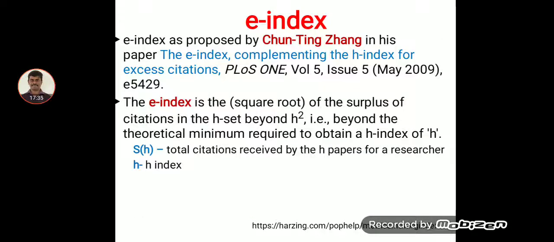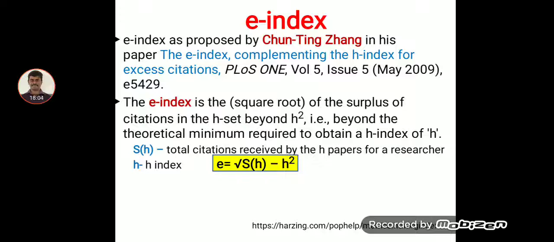Coming on to the E index. The E index was proposed by Chun-Ting Zhang in his paper The E index, complementing the H index for excess citations, in the year 2009. The E index is nothing but the square root of the surplus citations in the H set beyond H square, that is beyond the theoretical minimum required to obtain an H index. So it is calculated using the formula given by Zhang.